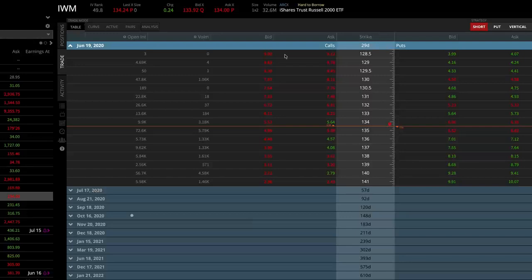And lastly, what I want to talk about is open interest. Open interest is different from volume in that open interest is the total number of open option contracts between two parties. And to simplify that, it's just the open number of option contracts. So right here on the 130 call option in the June expiration, we can see that the open interest says 47.8 thousand.